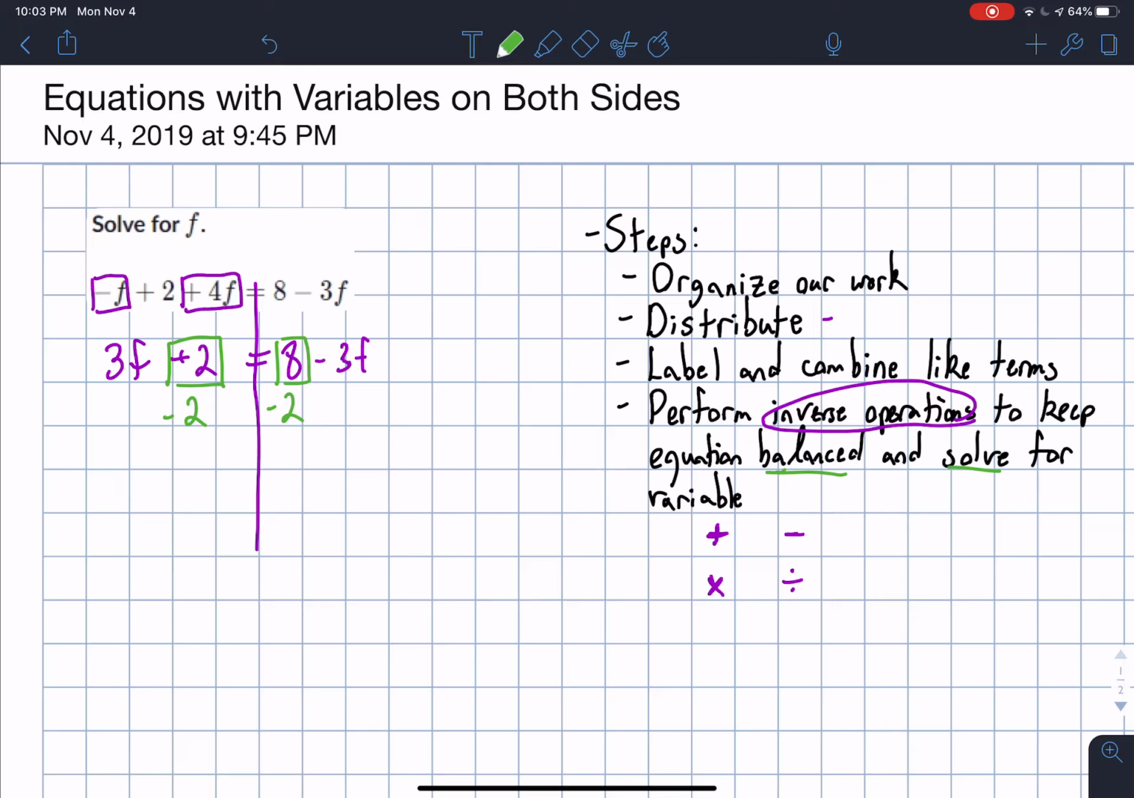So 2 minus 2 is going to cancel out and be 0. 8 minus 2 is going to end up being 6. So I rewrite my equation, trying to keep it as organized as possible, like so. So now I'm left with 3f equals 6 minus 3f.